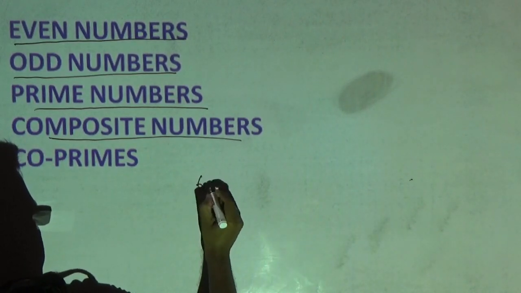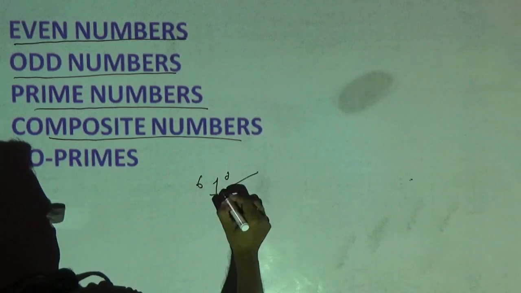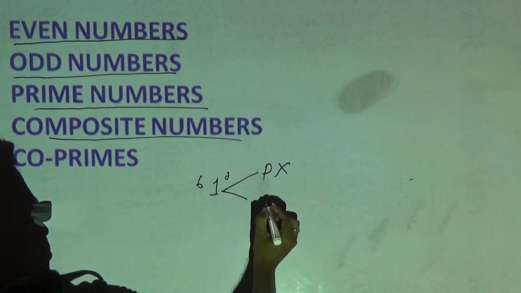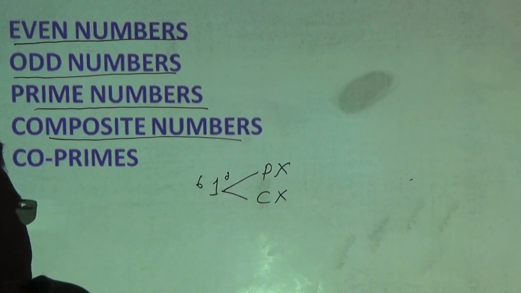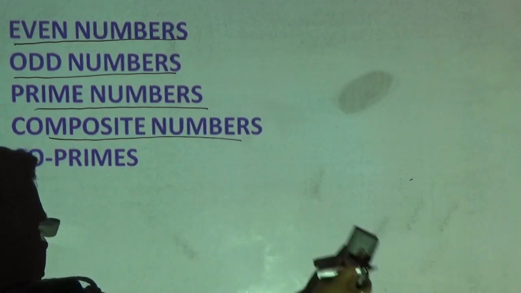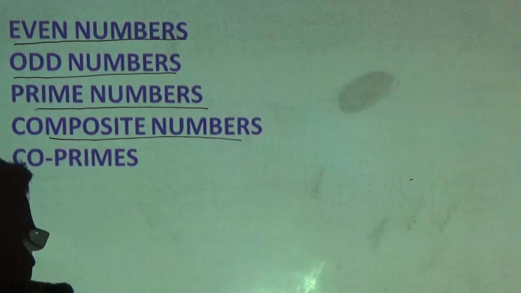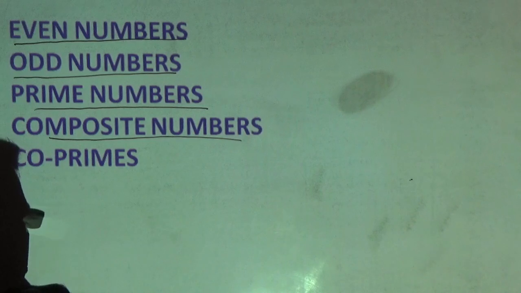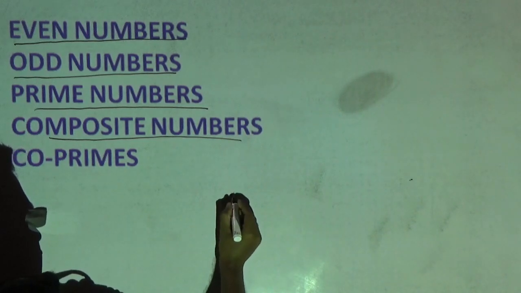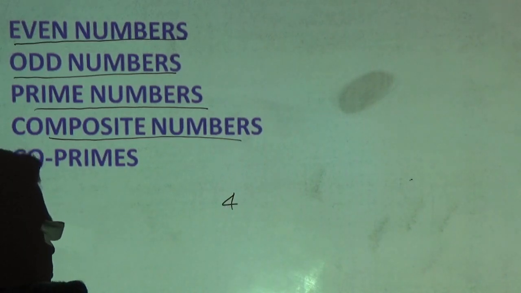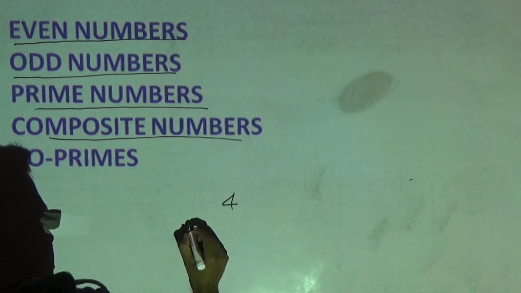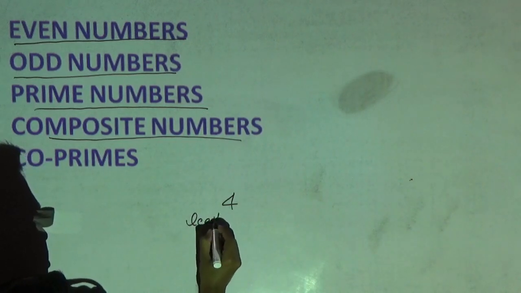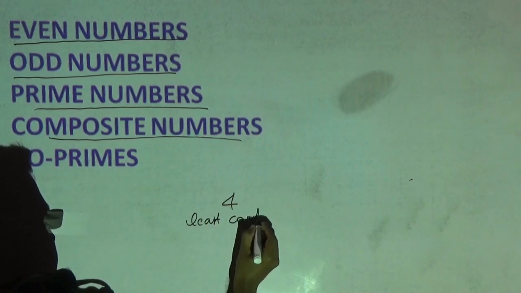Please listen very carefully. 1 is neither prime nor composite. Then they may ask you, which is the least composite number? See, 4 is the least composite number.